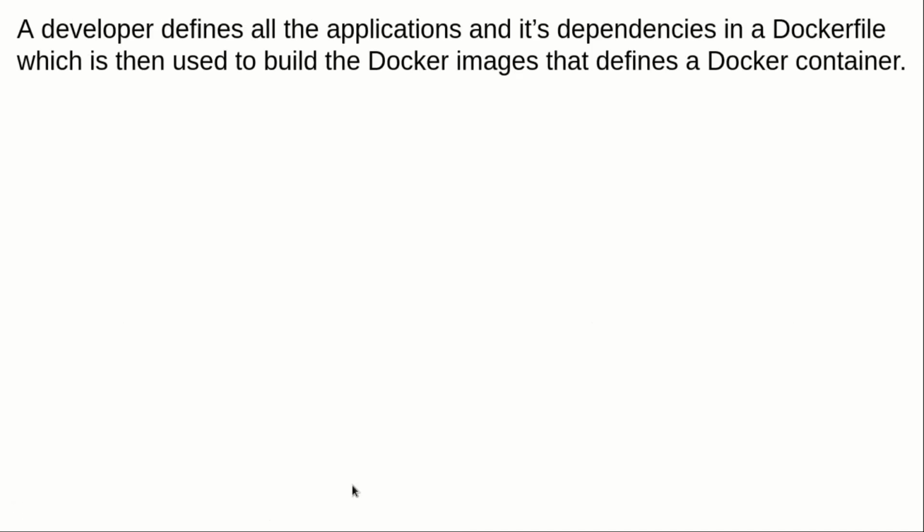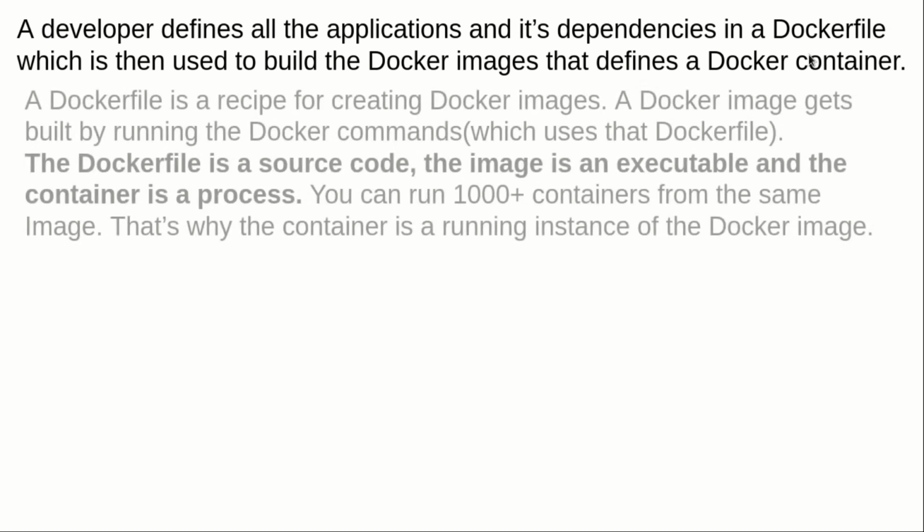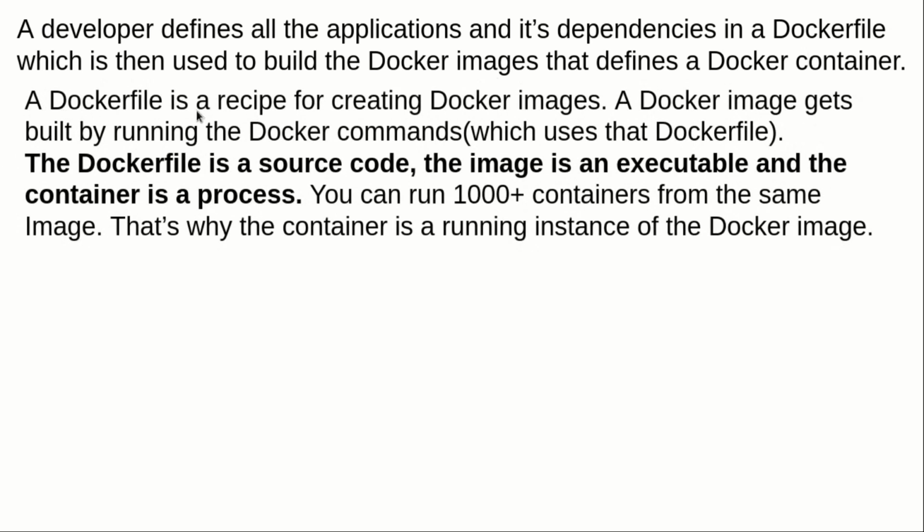So a developer defines the application and its dependencies in a Dockerfile. Alright, so the Dockerfile will contain some kind of commands. Inside these commands you can access the files. Alright, so in the Dockerfile you will have all the files and all the commands that are required for an application to run. After this Dockerfile, the image will be created from it. Alright, and that image defines the Docker container. So a Dockerfile is a recipe for creating Docker images. Alright, so you can create Docker images with the help of a Dockerfile.